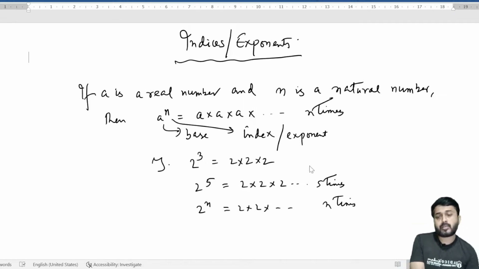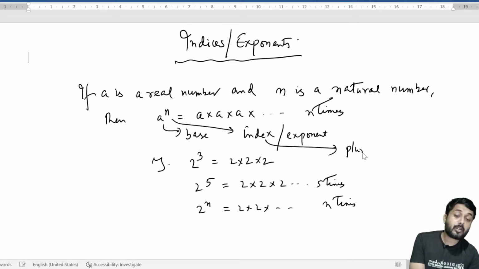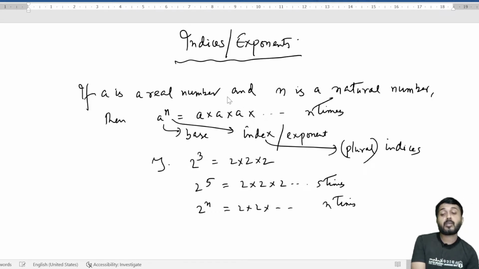Indices or exponents. The plural form of the word index is actually indices. Don't make a mess of index and indices, because index is the singular form and indices is only the plural form, right? Exponent has its plural form simply as exponents, but index has its plural form as indices.